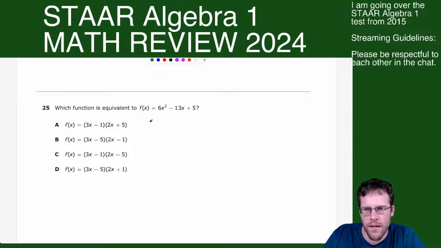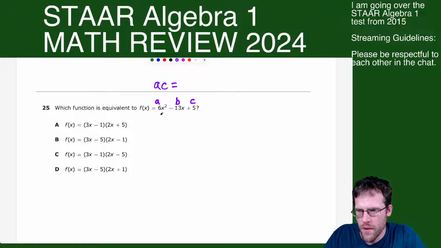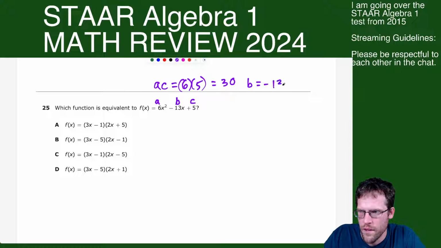So this one here, I could just type in this and the answers, but I'll show the AC method. So AC equals, and we have A is here, B is here, and C is here. So I'm going to just work out A times C is going to be 6 times 5. And this is going to be equal to 30. And then our B value here is negative 13.